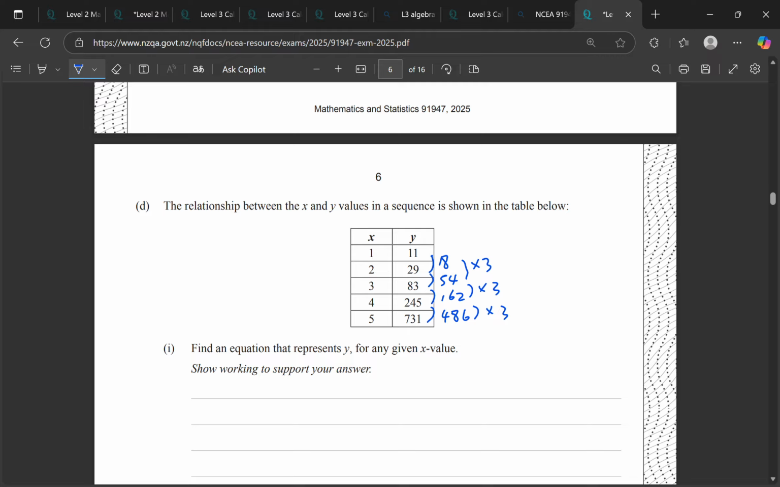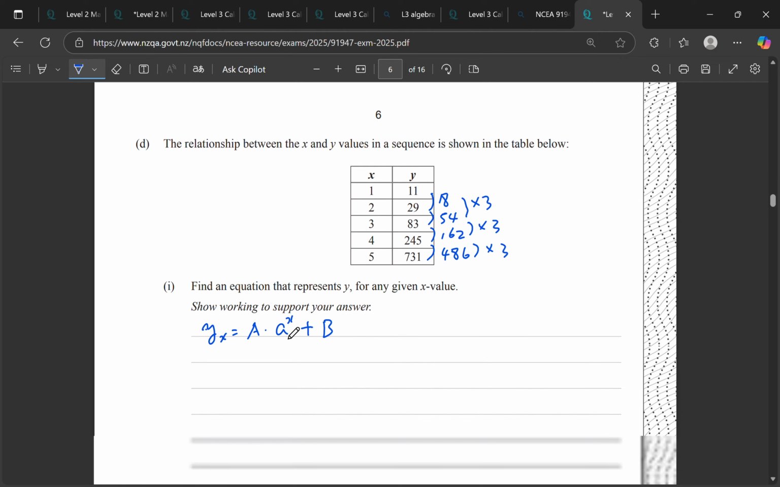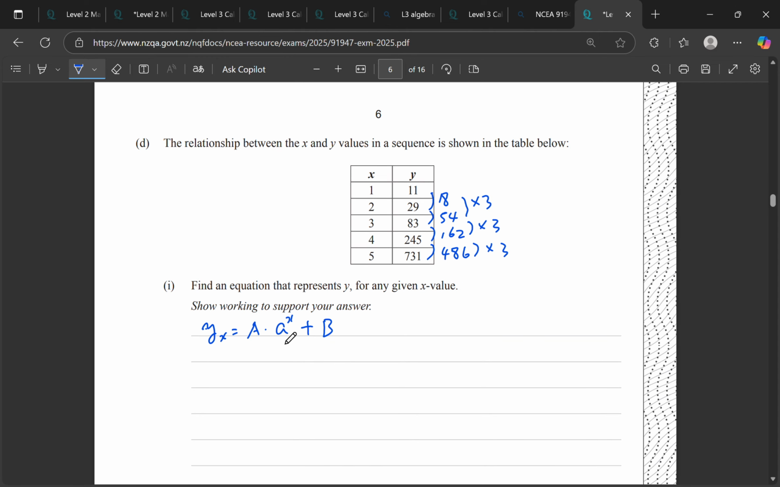Well, what you have to do is this. You have to find this rule. So say y of x equals a times a to the power of x plus b. So this is a common kind of formula for exponential. Okay, so here the small a is the common ratio, so in this case, 3, right? And the big A and B, they are constants. So we have to find them out.